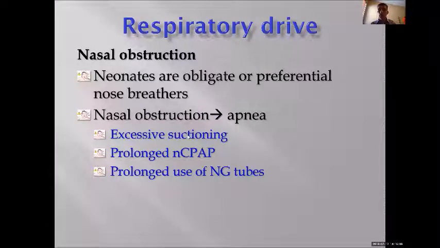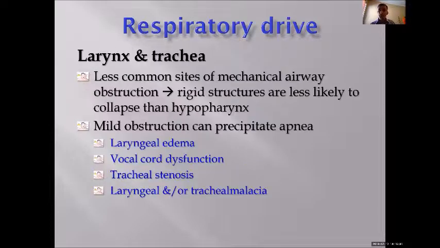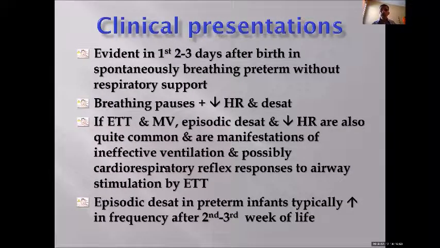Nasal obstruction, obviously, from excessive suction, prolonged CPAP, or prolonged use of a feeding tube, can also cause apneas, because, as you know, neonates are obligate or preferential nose breathers. The larynx and trachea can cause laryngeal edema, improper vocal cord function, tracheal stenosis, whether acquired, inherited, or congenital, tracheomalacia or laryngomalacia, all of which can affect the respiratory drive. How does apnea present?